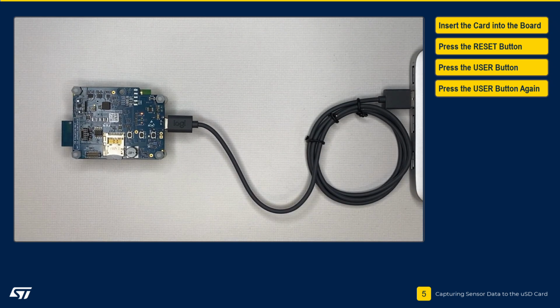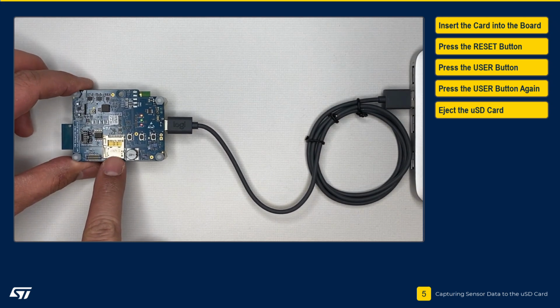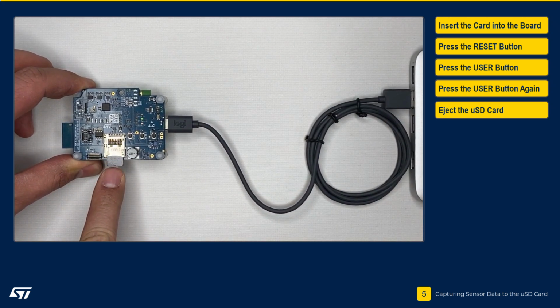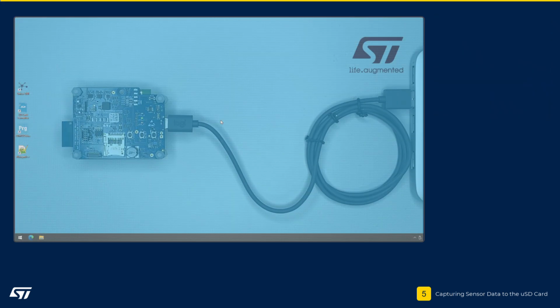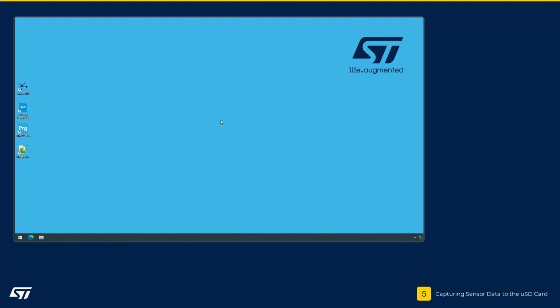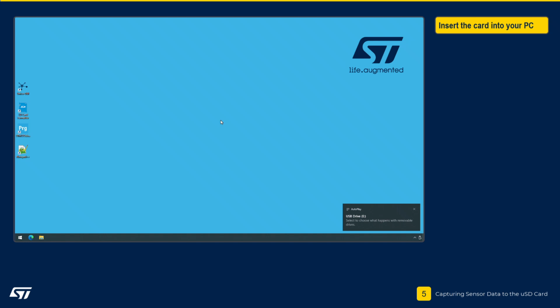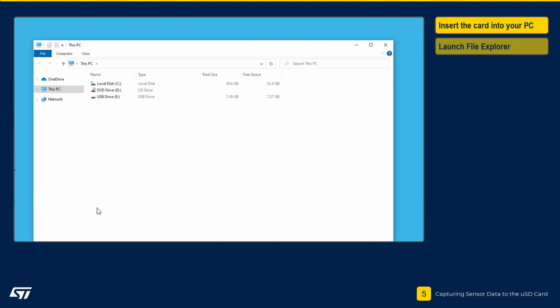Once the green LED resumes blinking every 2 seconds, remove the micro SD card from the board by pressing into the card to release it from the slot. Reinsert the card into your PC. Launch a File Explorer window.